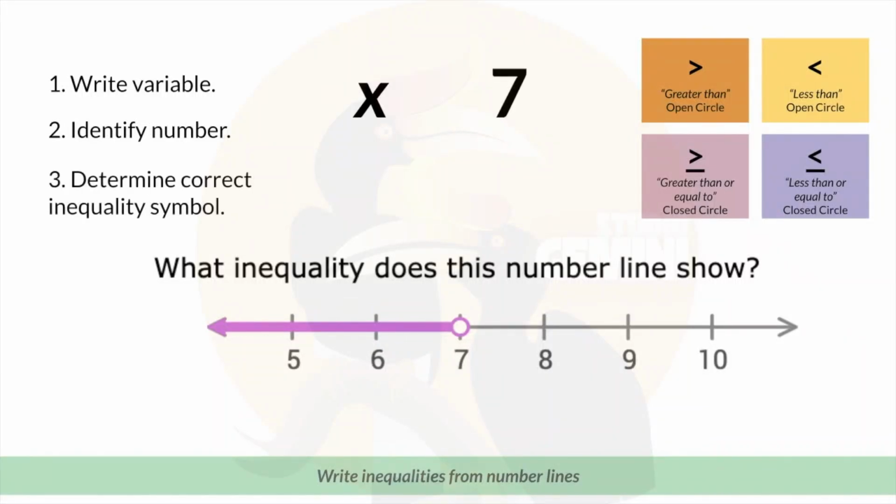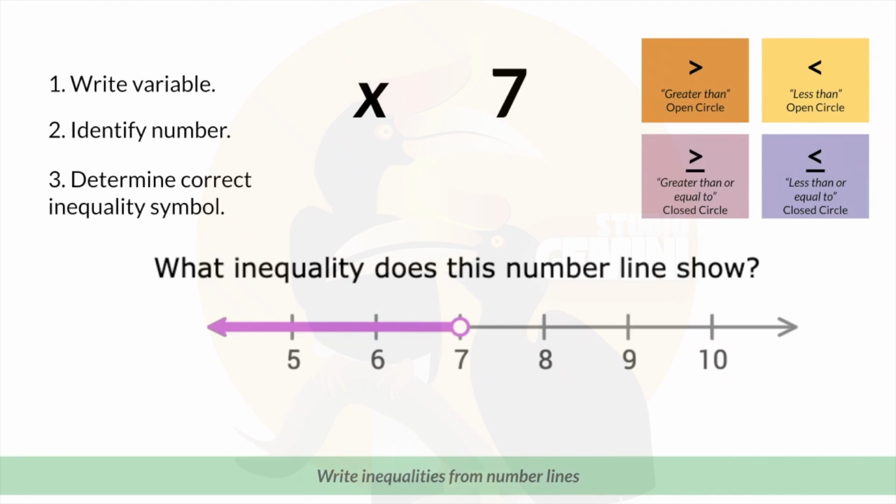Finally, we need to determine the correct inequality symbol. There are 2 things we need to consider when determining the correct inequality symbol. First, we want to look at our circle and see whether it's an open circle, meaning that it is not shaded in, or a closed circle, meaning that it is shaded in. In this case, we have an open circle at the number 7. This means 7 itself is not included as a solution to our inequality.